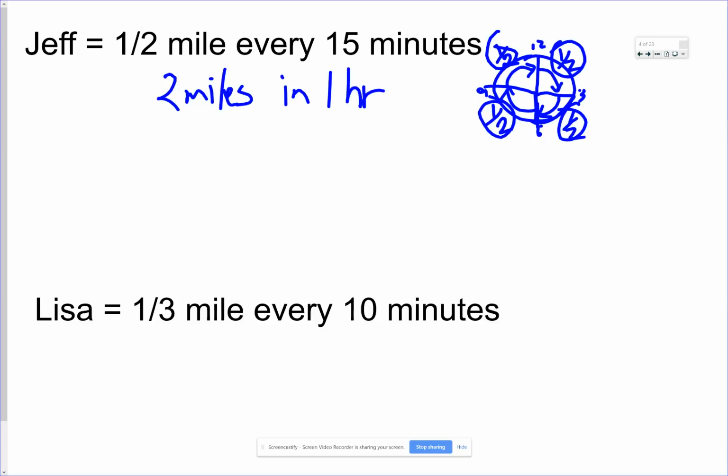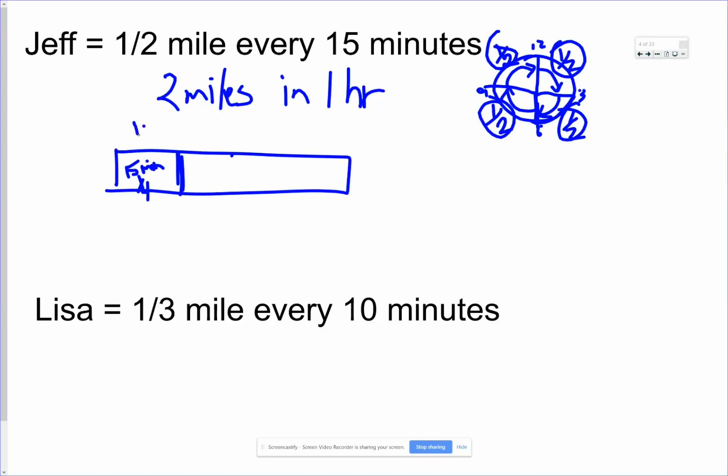Now, some people might like to think of it a little differently, so let me just draw it a little differently for a second. Here's my timeline, and I'm going to say this is 15 minutes, like this. Some people like to think of that as a fourth of an hour. And then he went a half a mile. Then add on another chunk of 15 minutes or a fourth of an hour, and he went a half a mile. And then another 15 minutes or a fourth of an hour, and that's half a mile.